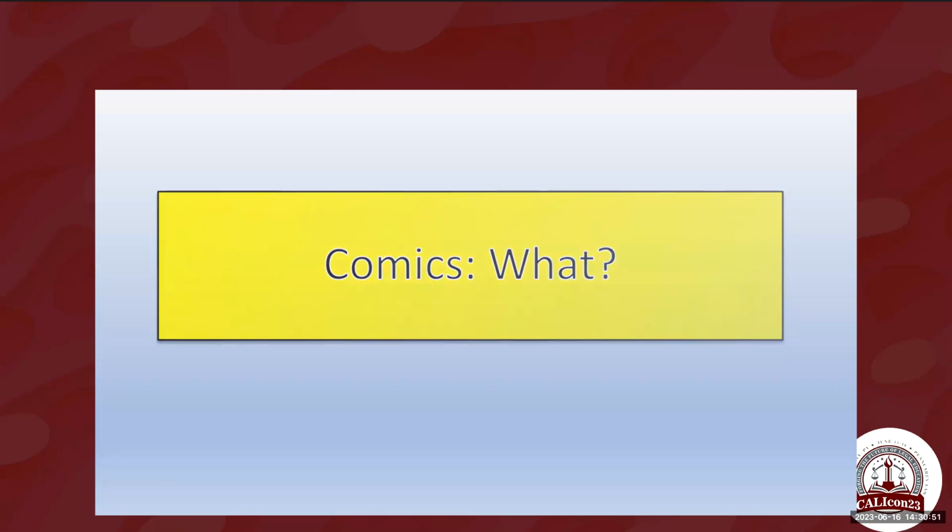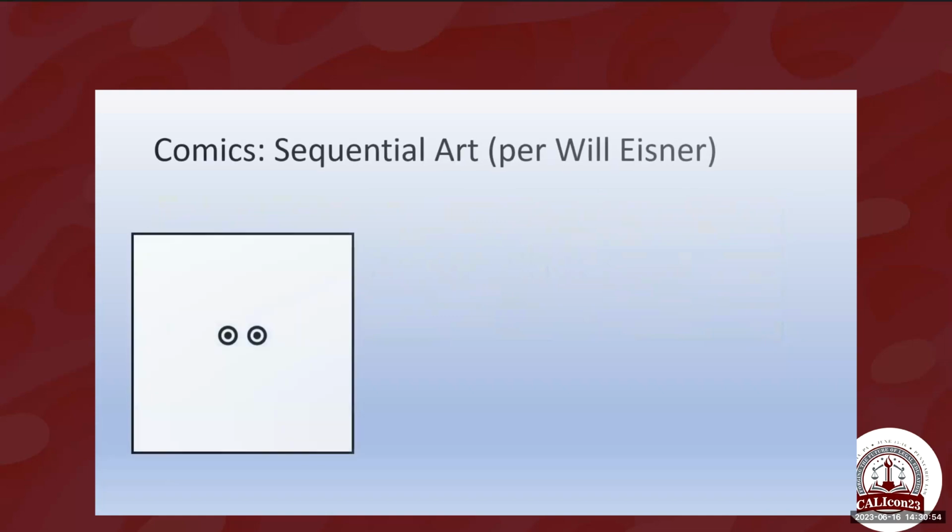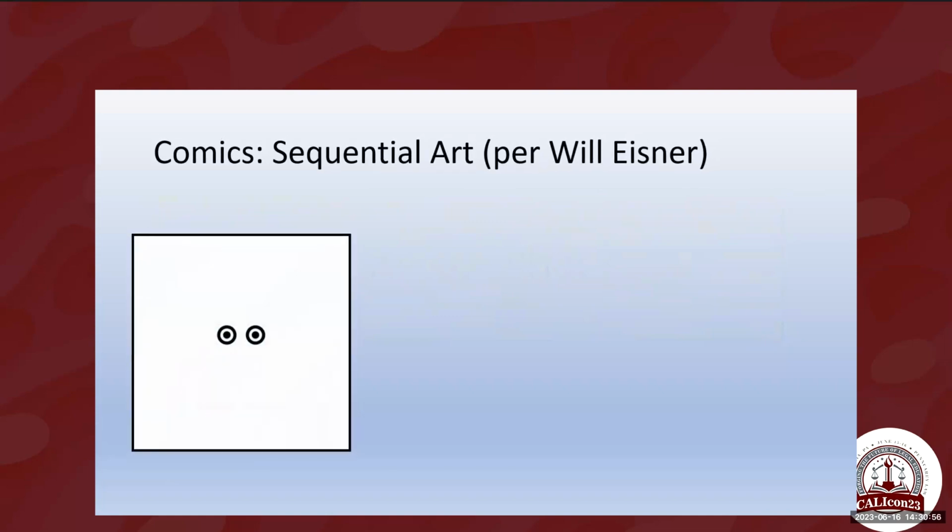So comics, if you go by the definition that Will Eisner has, Will Eisner's a pretty well-known illustrator. He worked together with Jack Kirby and a lot of the other people that went on to found Marvel and DC and stuff like that. And his description of it was that it's sequential art, right? That's literally all that it is.